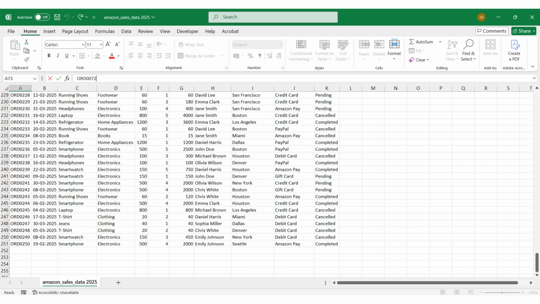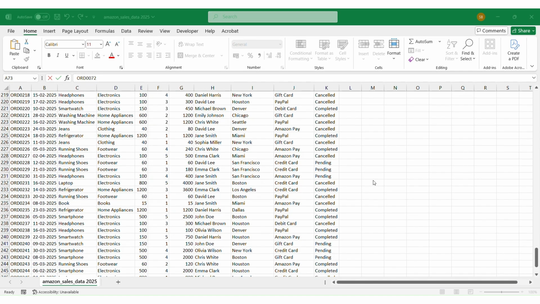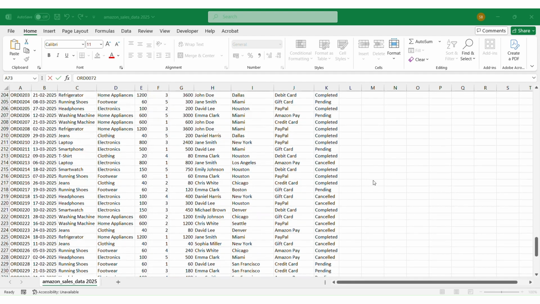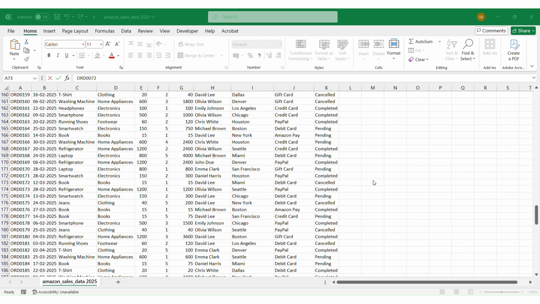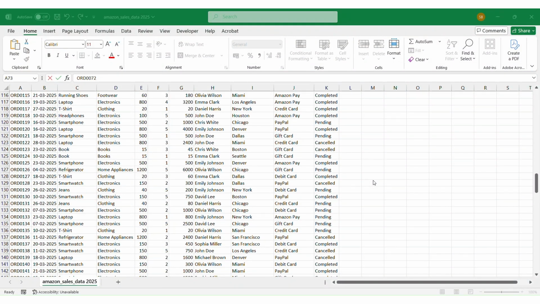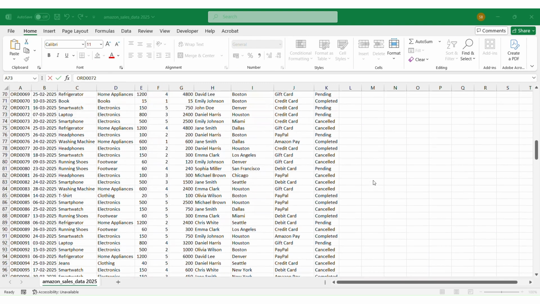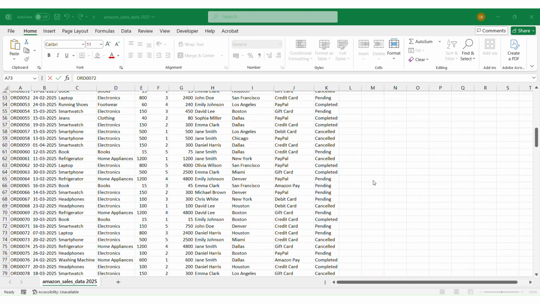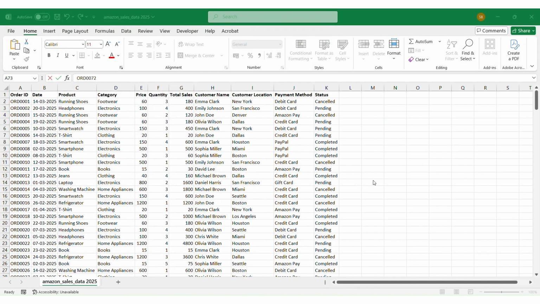To keep things convenient, Amazon offers several payment options, and this dataset reflects that. We see payments made via PayPal, debit cards, credit cards, Amazon Pay, and even gift cards. This variety highlights Amazon's customer-friendly approach by accommodating different preferences. As for order fulfillment, the order status column tells us whether an order was completed, pending, or canceled. This helps us analyze not just what's selling, but also how efficiently those sales are being processed and delivered.